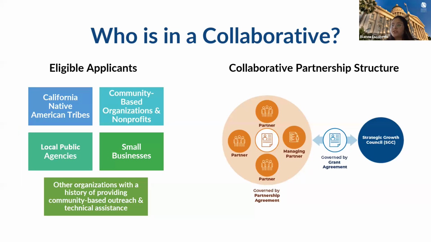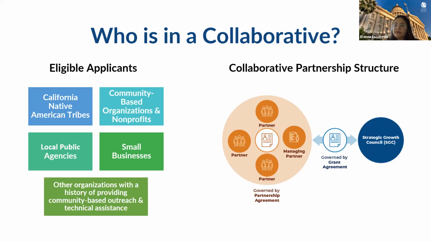With the collaborative partnership structure, eligible applicants are going to need to form the structure, and they're going to collectively submit only one application based on a shared vision. So each collaborative is going to select a managing partner that's going to lead and demonstrate the organizational capacity for the collaborative and how they're able to complete grants and projects and the financial capacity to receive and be accountable for the grant dollars.